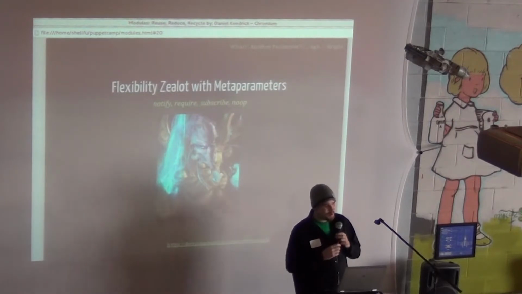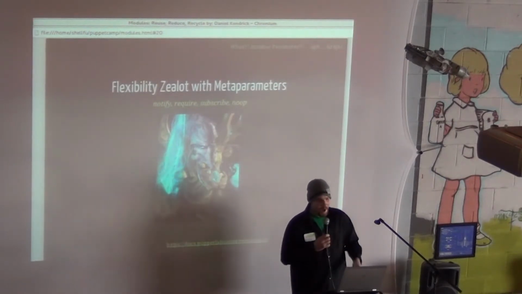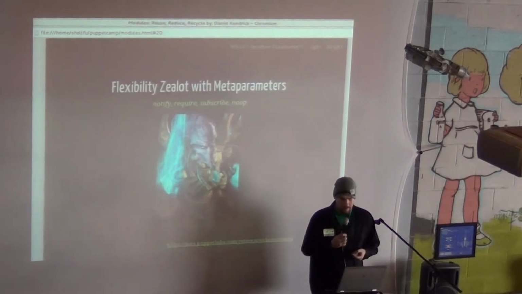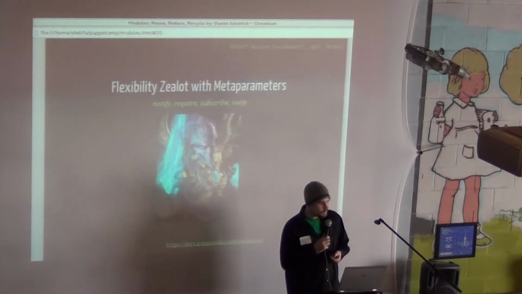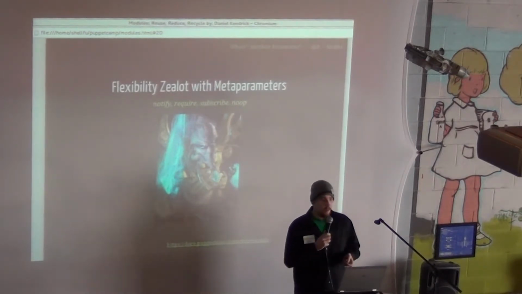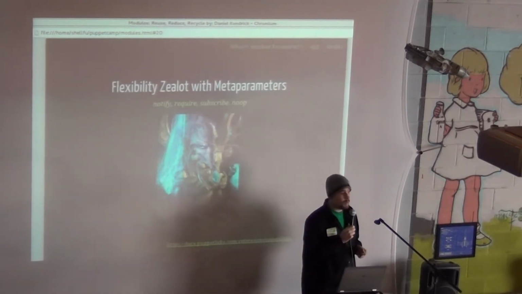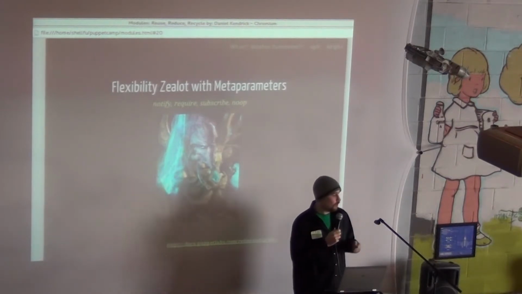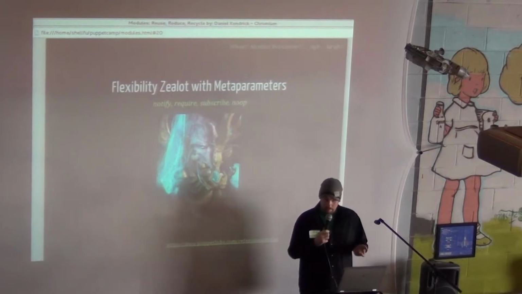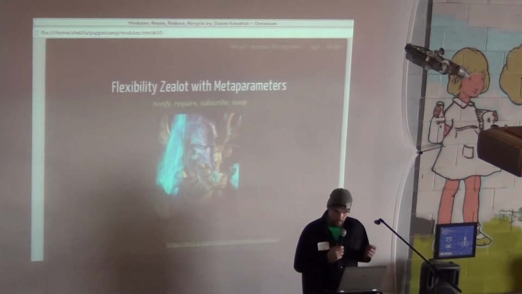So yes, you can add more parameters than what I've just shown you. Flexibility, zealot with meta parameters. You can get absolutely crazy with this. So meta parameters, if you don't know, are attributes that you can add to any resource. And you're probably already using them, like we saw subscribe, require, notify, noop, and audit, though I believe audit is being deprecated, but don't quote me on that.